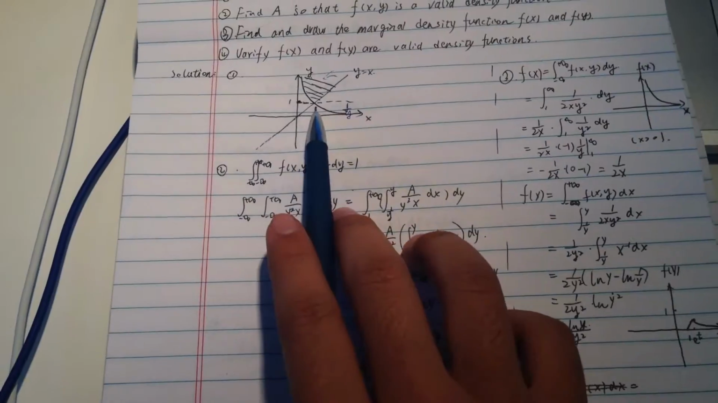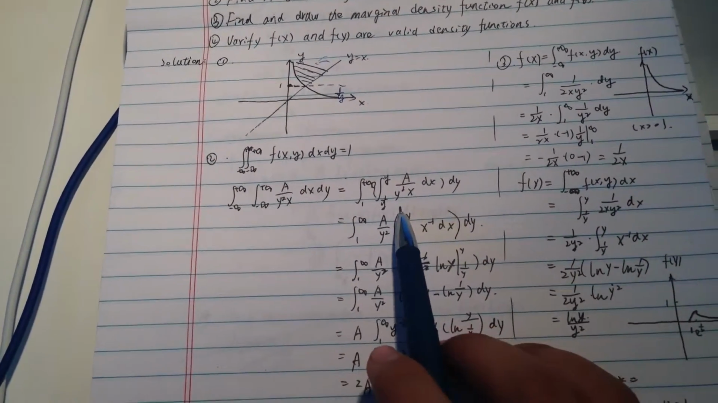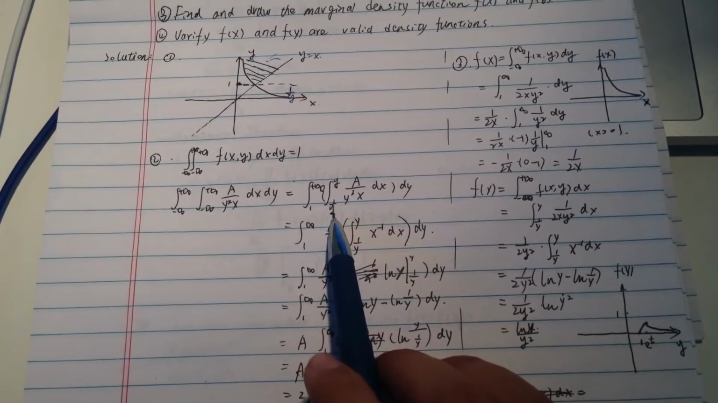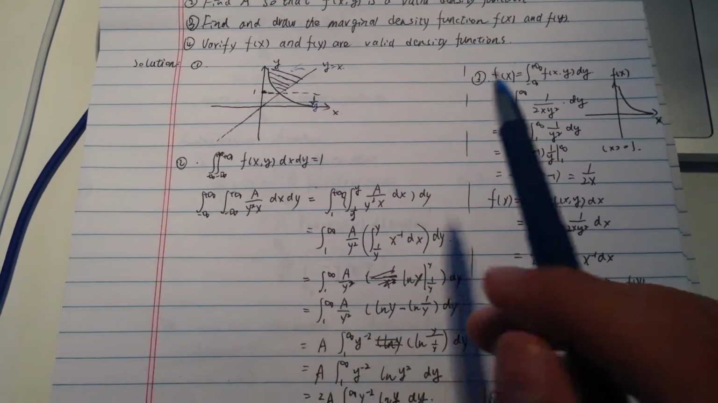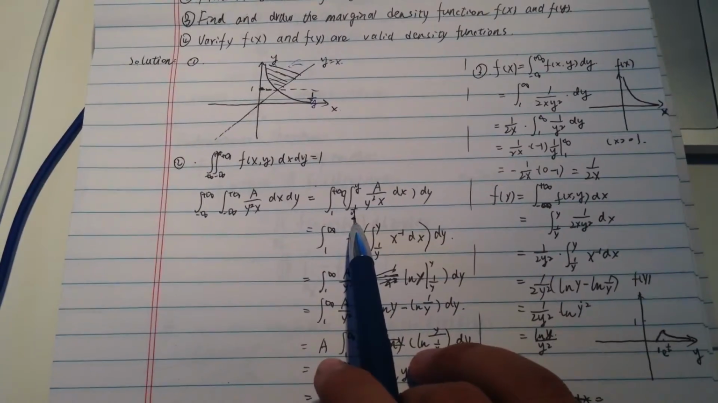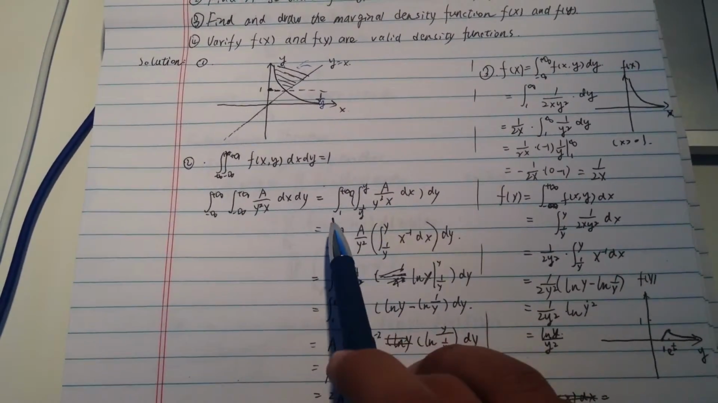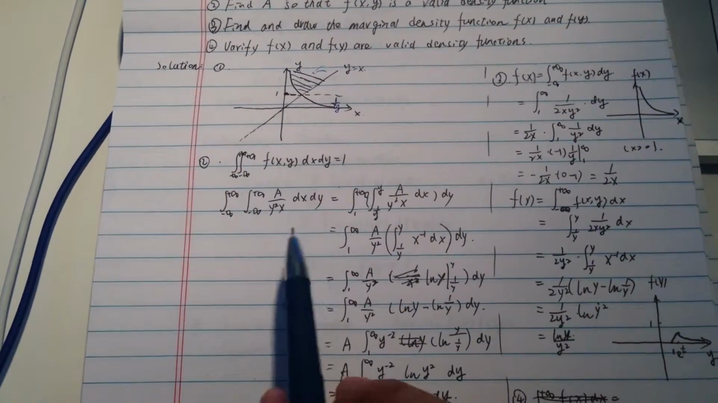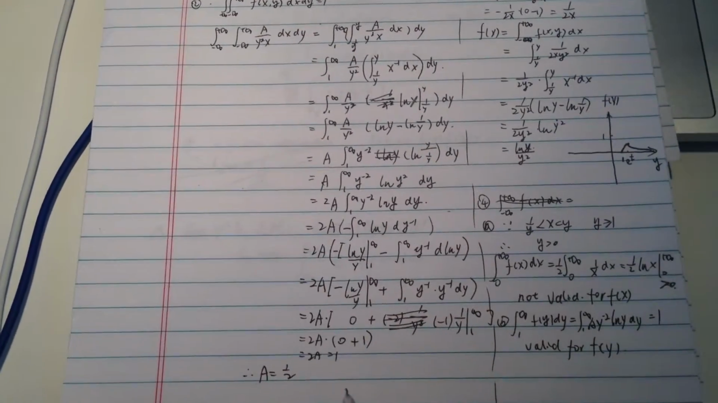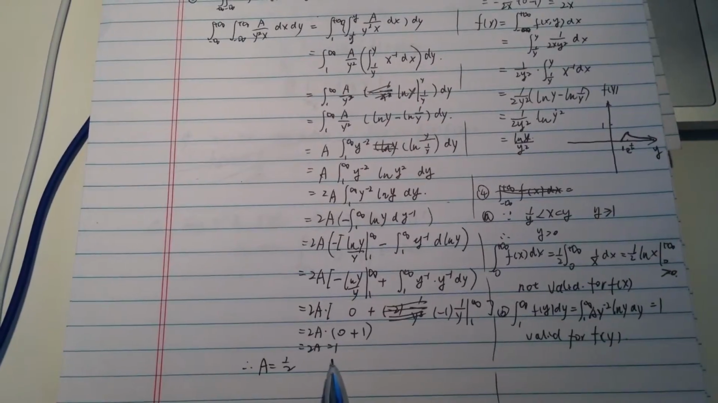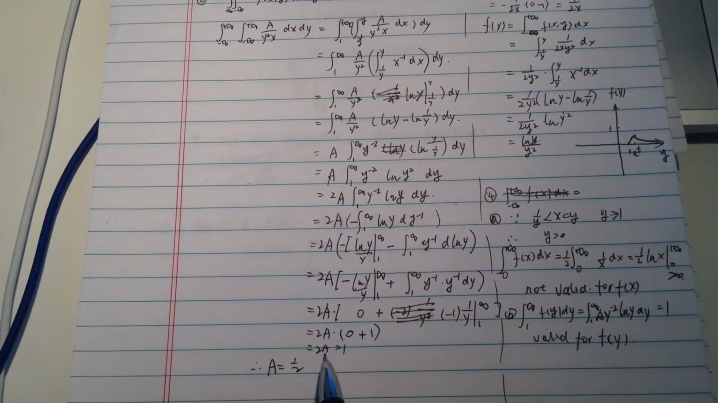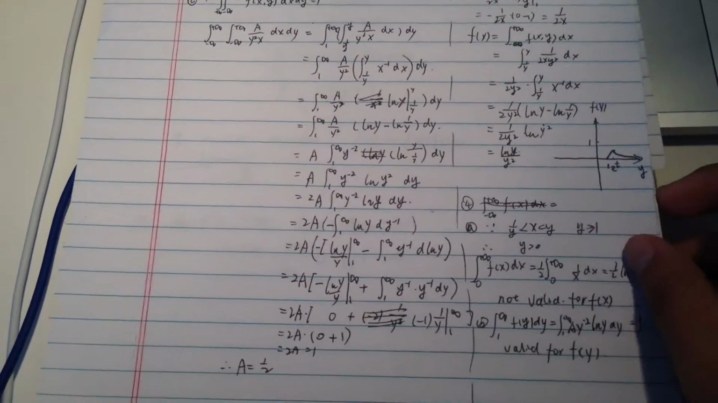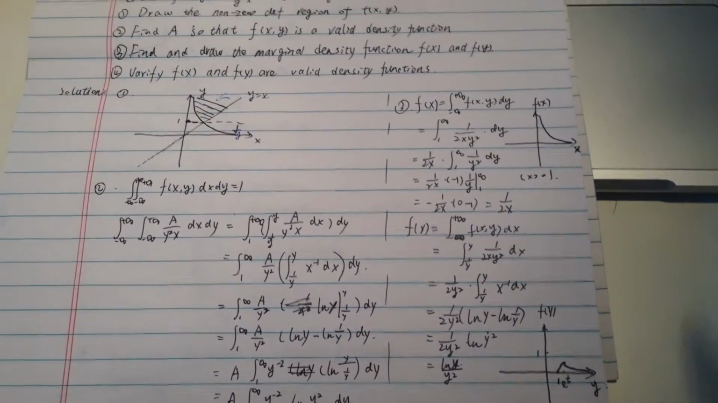So we put the function like this, and using the shaded region, we make an integration. The boundary for x is from 1 over y to y, and for y is from 1 to infinity. After all this integration, we find that 2 plus 2 times a equals 1, so a is equal to 1 over 2. It's also very easy.